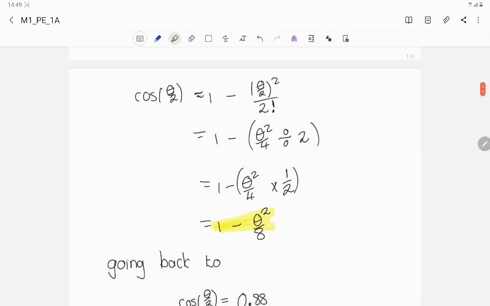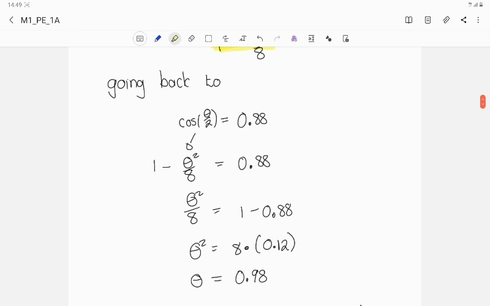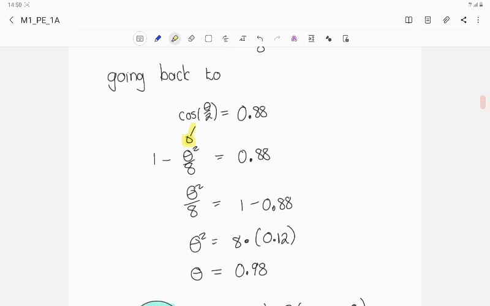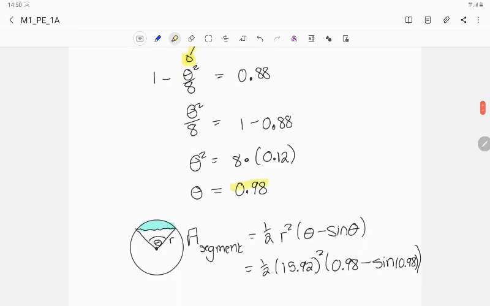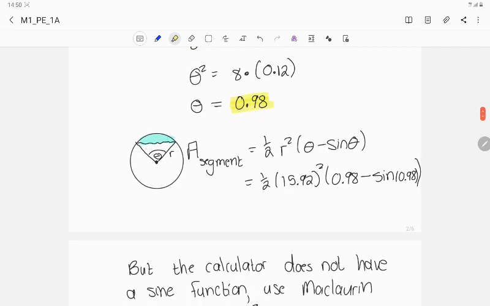So if I now go back to my equation where I had that cos of theta over 2 was 0.88, I'm instead going to replace my cos of theta over 2 in terms of its Maclaurin approximation. Solving theta from this equation, 0.98 radians. Right, so now I can continue with my area calculation of this segment, half r squared times theta minus sine theta.